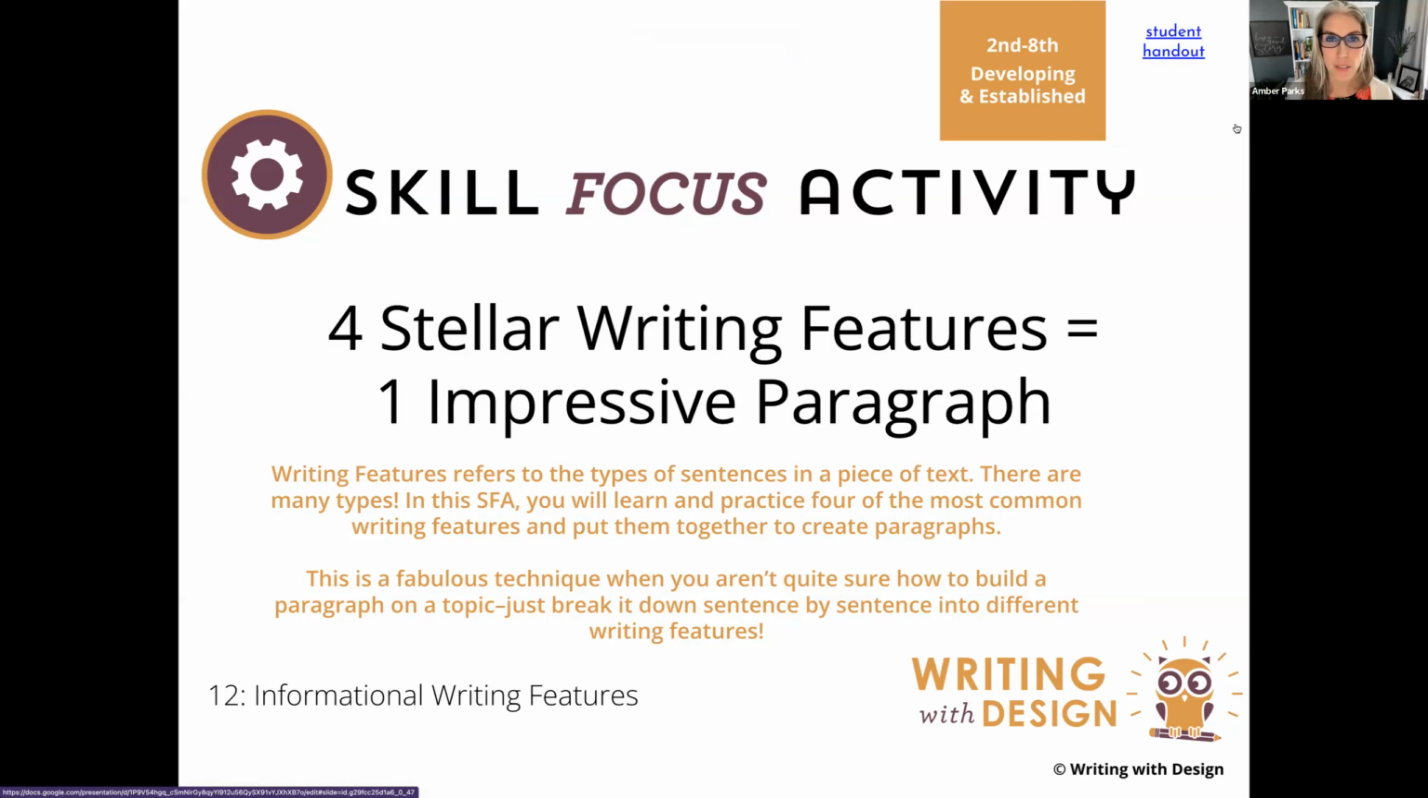In this skill focus activity, we're going to take a look at 4 writing features in informational writing and how they can come together to form a really impressive paragraph. Now, writing features is just a fancy way of saying the types of sentences that we want to see in different types of text. So, informational writing features are different from narrative, and narrative and informational writing features are different from argumentative. So, each domain of writing has different types of sentences, different types of writing features that students need to learn how to write so that they can be in that style.